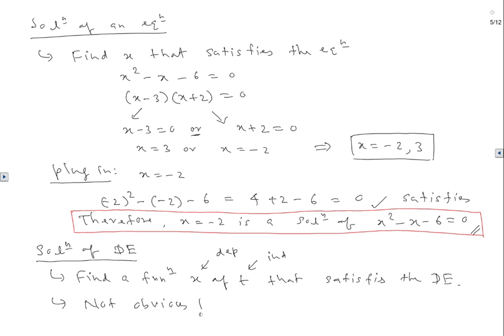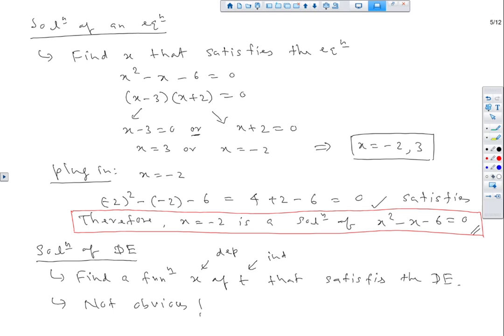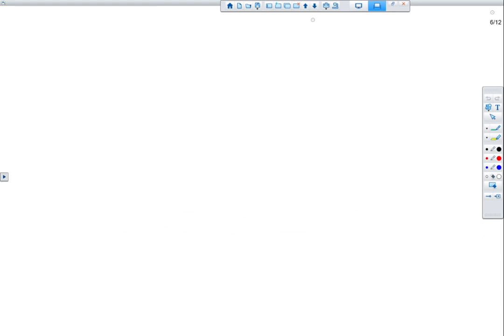So let's look at a situation like this. Let's talk about this differential equation. We have dx over dt plus x equal to cosine t. In this case it's very clear: t is the independent variable and x is the dependent variable.